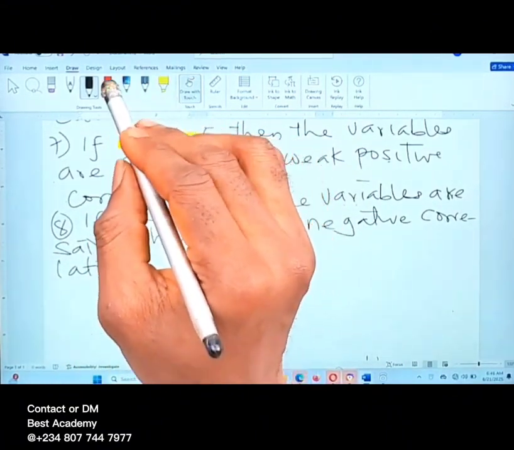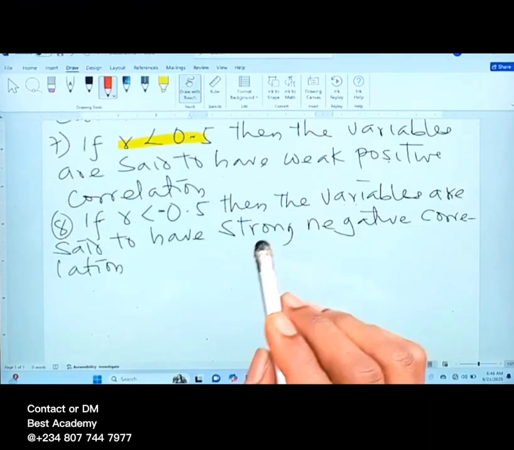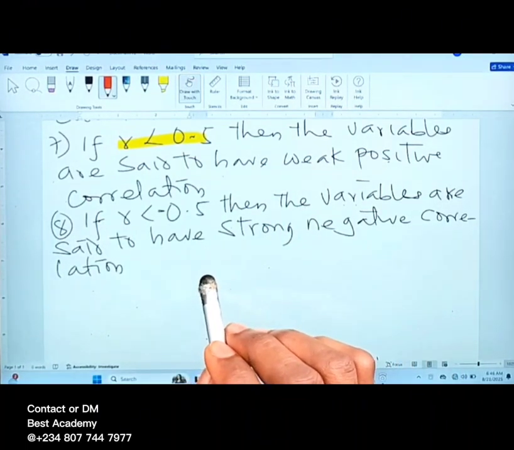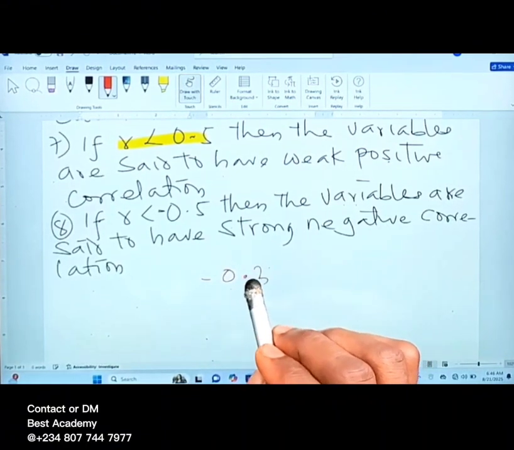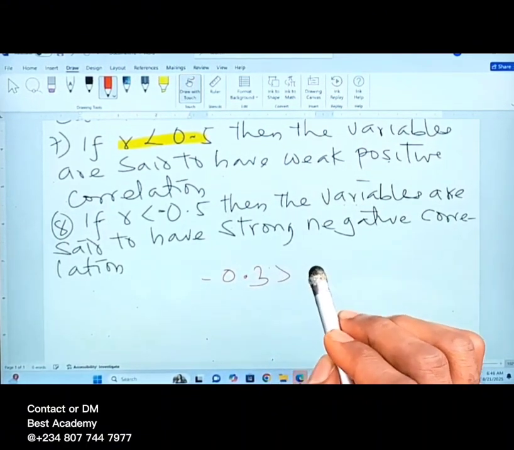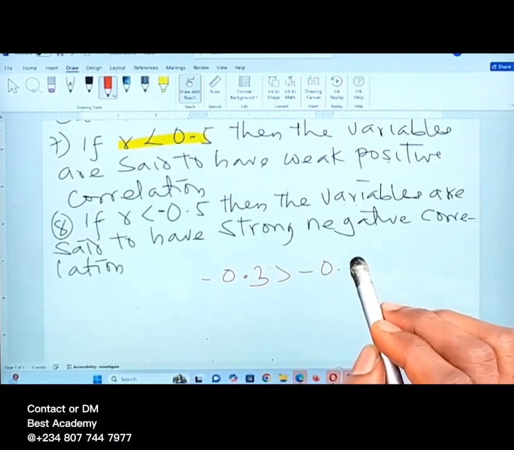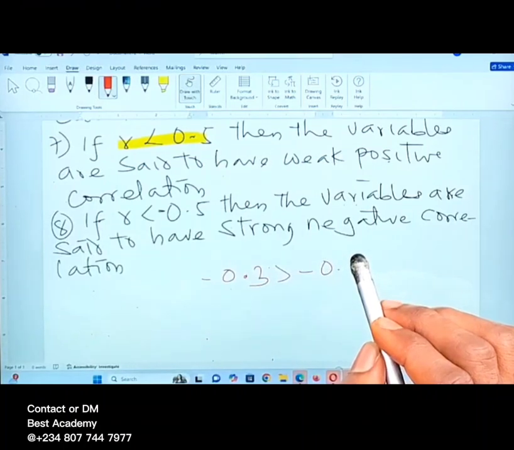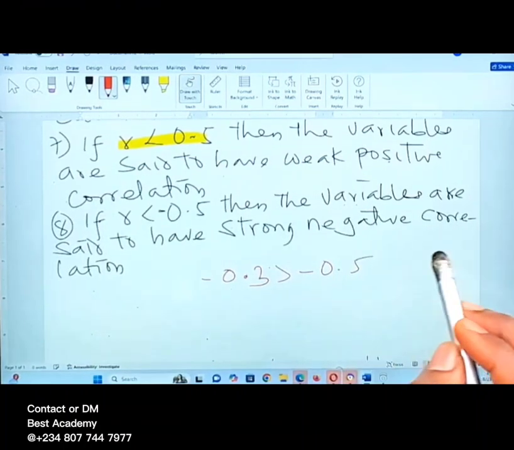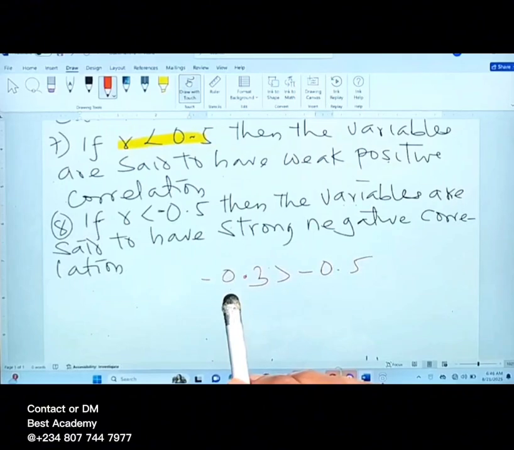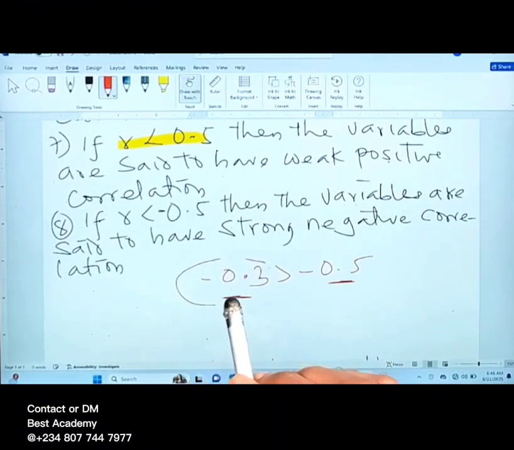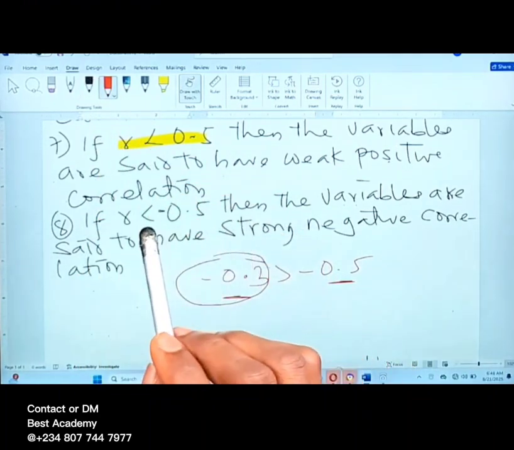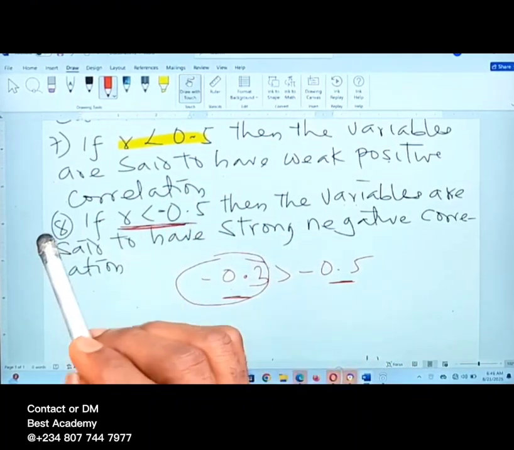In this particular value here, remember that minus 0.3 is always greater than minus 0.5. Please take note. Minus 0.3 here is always greater than this one, so this one is a strong correlation. So that is the interpretation of this statement.